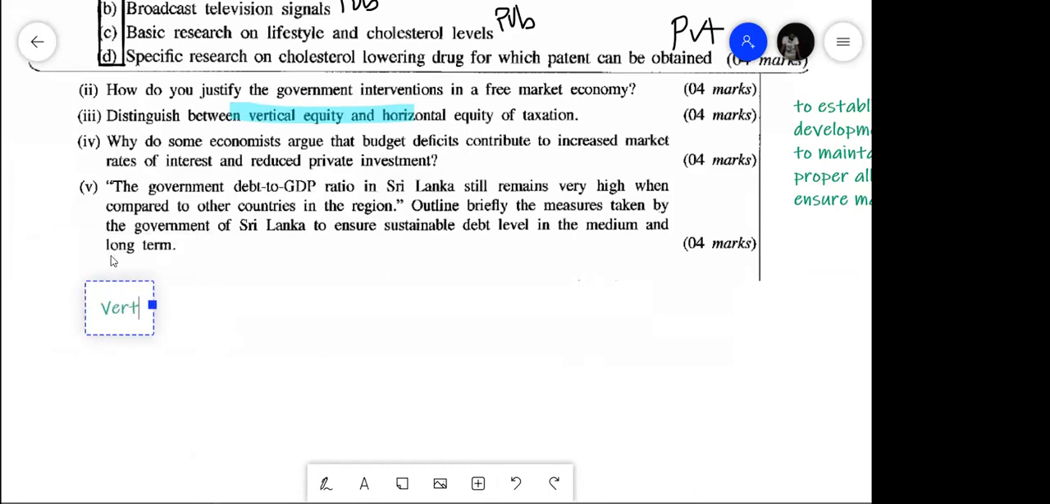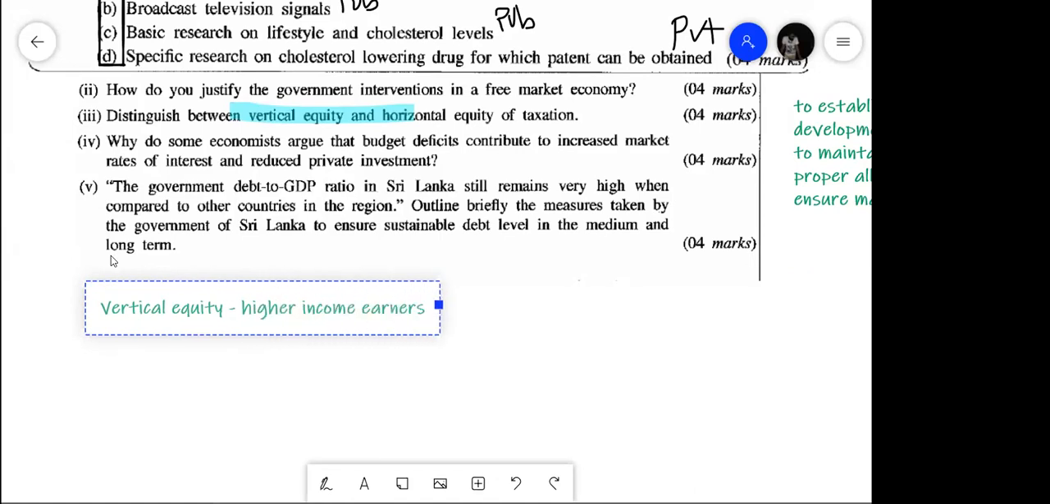Okay, I'm going to just write in short. So vertical equity is where higher income earners, sorry, not earn, higher income earners pay a higher percentage.